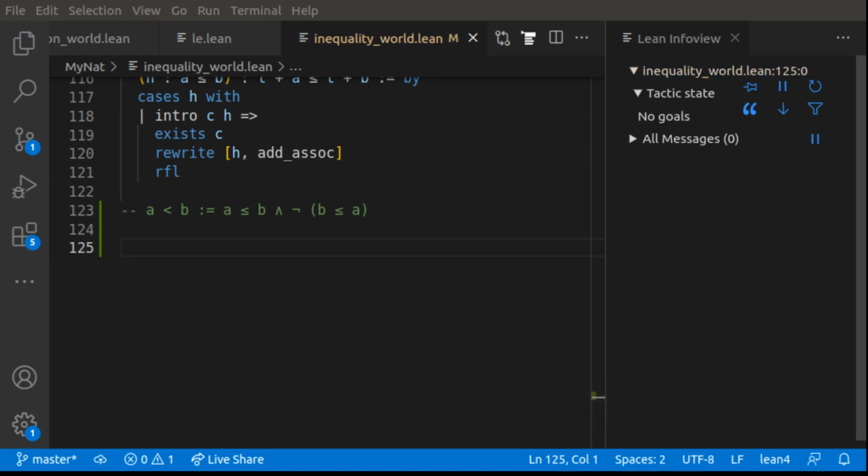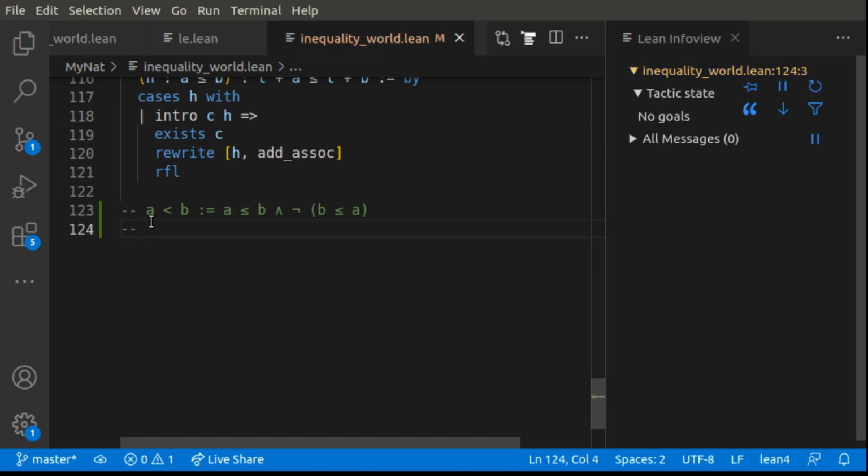And let's prove that these are the same. Okay, so that's the one that's in Lean for less than, but a more usable one is A less than B is defined to be successor of A is less than or equal to B. This is a lot less convoluted than the first one and simpler, and then we're going to prove that these two definitions are the same.